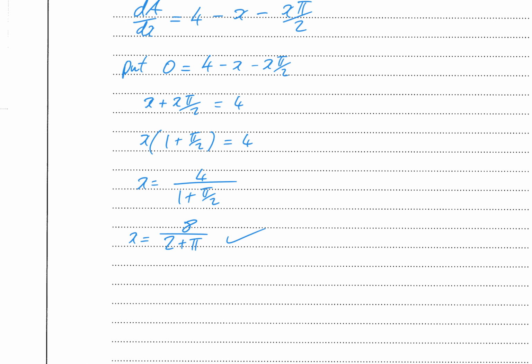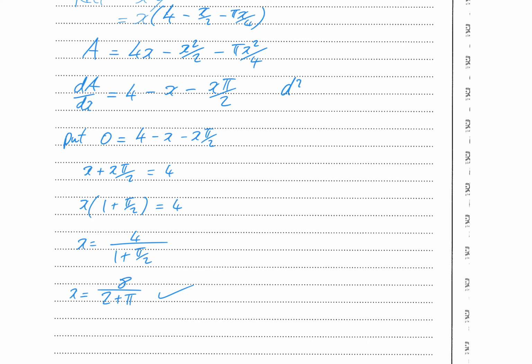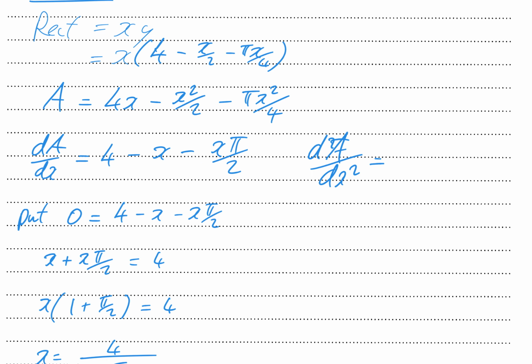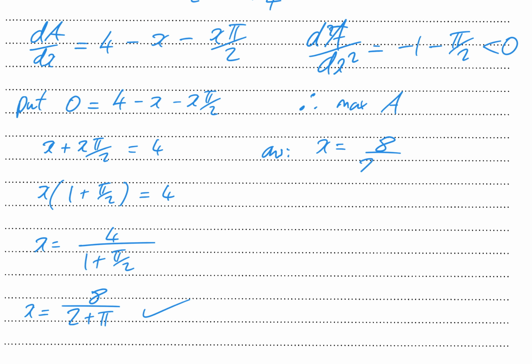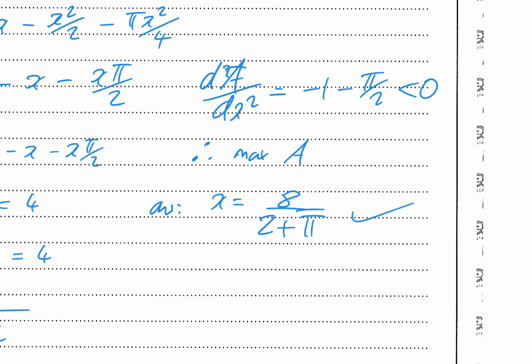Hopefully that's right. Okay. Now what we need to do is test this thing. So we need to look at our d2A by dx squared. So we're going to differentiate this thing here. If you differentiate that, you're just going to get minus 1 minus pi over 2, which is less than 0. We can't even put our value in. That's less than 0, therefore maximum area. And so the answer was just x equals whatever we had down here, 8 over 2 plus pi. Hopefully that is what we're looking for. Nice easy 10 marks.